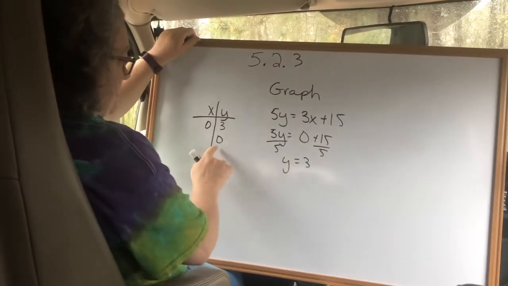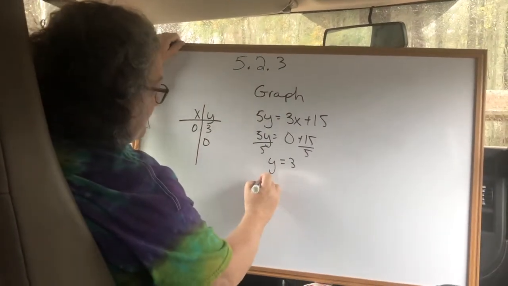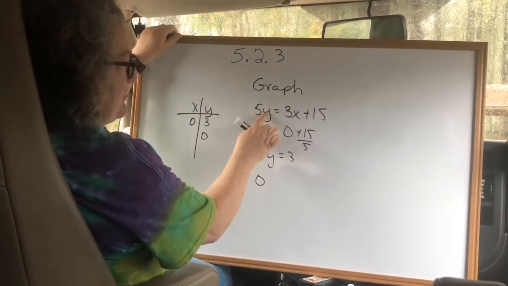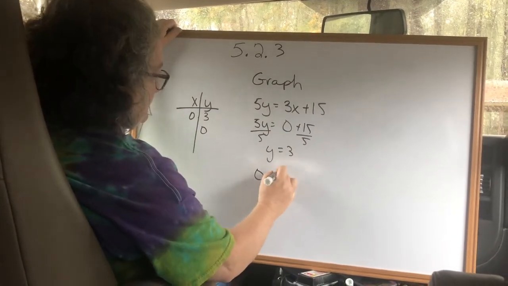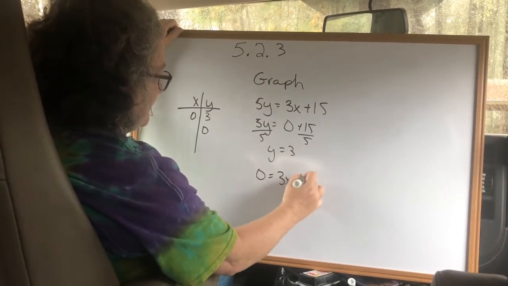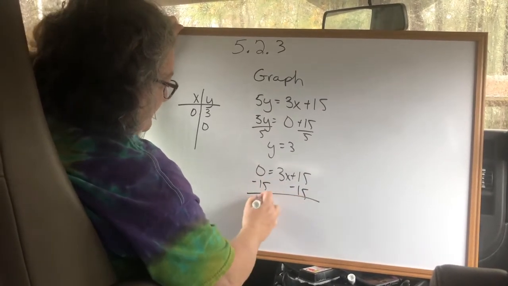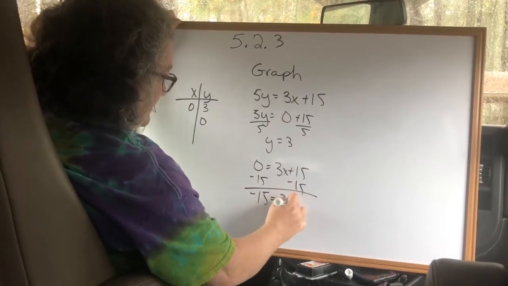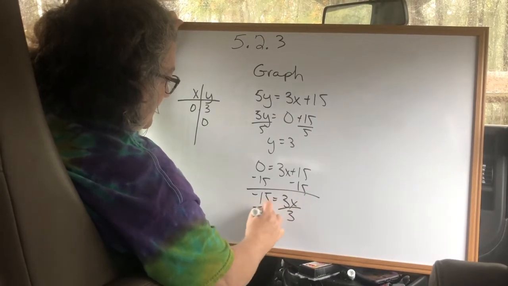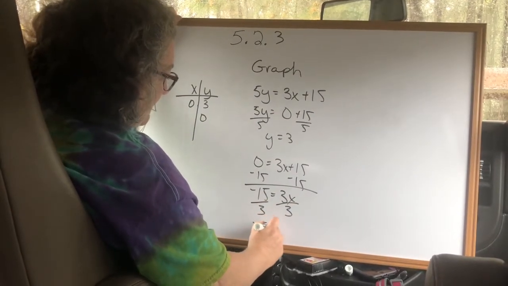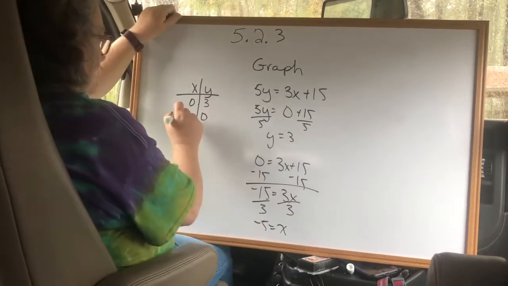So the next one here, we're going to put 0 for y. So I have 0, because 5 times 0 is 0, equals 3x plus 15. I need to subtract 15 from both sides. And I have negative 15 equals 3x, divide by 3, and we have negative 5 equals x.